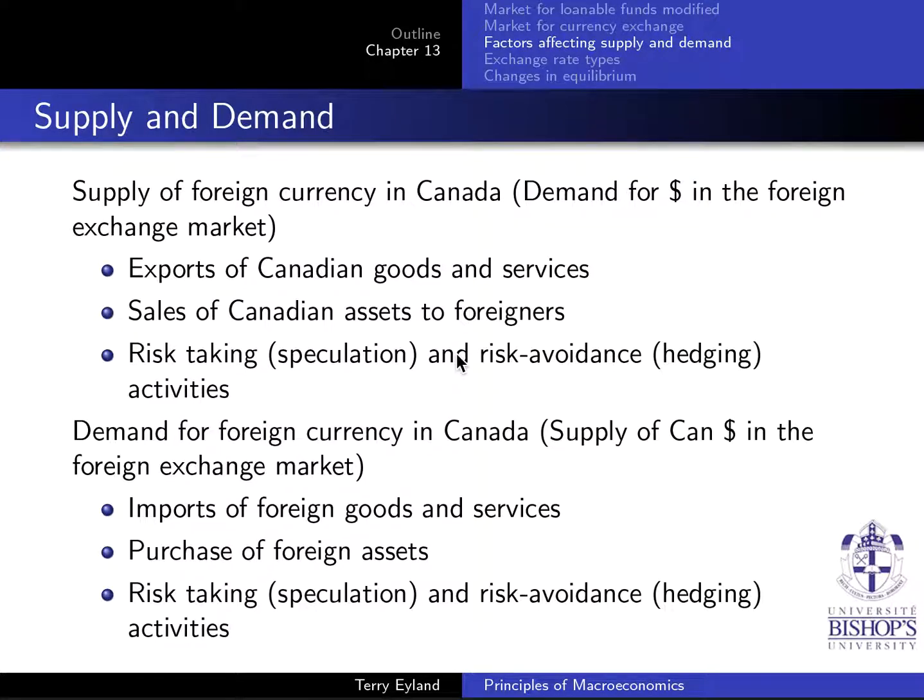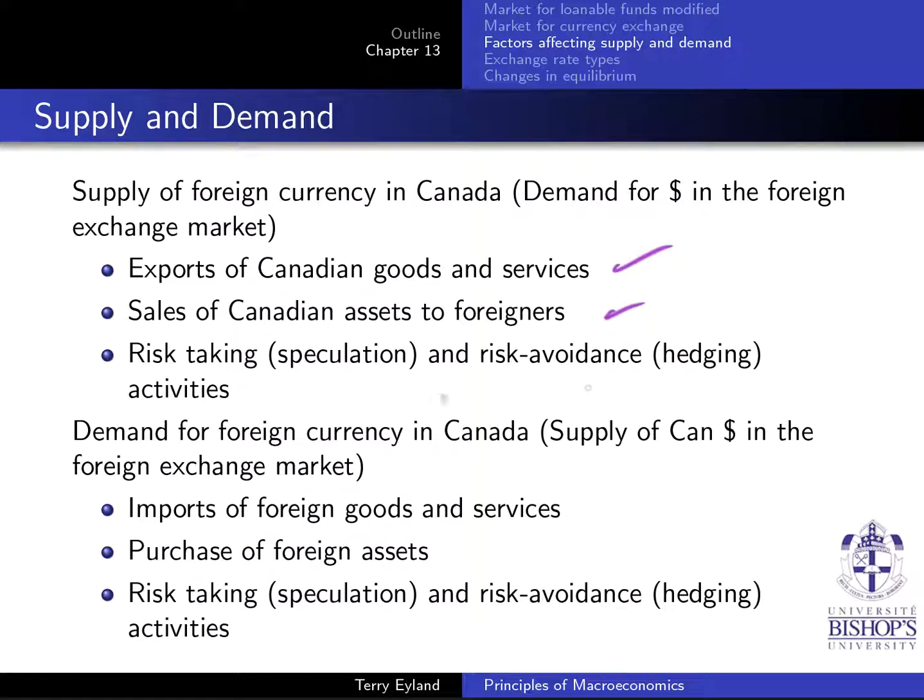So as we've seen in the previous slides, there are different factors that could influence the value of a currency, the supply or demand for a currency. Generally speaking, just think about it as anytime you buy goods and services, either here or abroad, when that changes, it's going to change the demand and supply of currency.